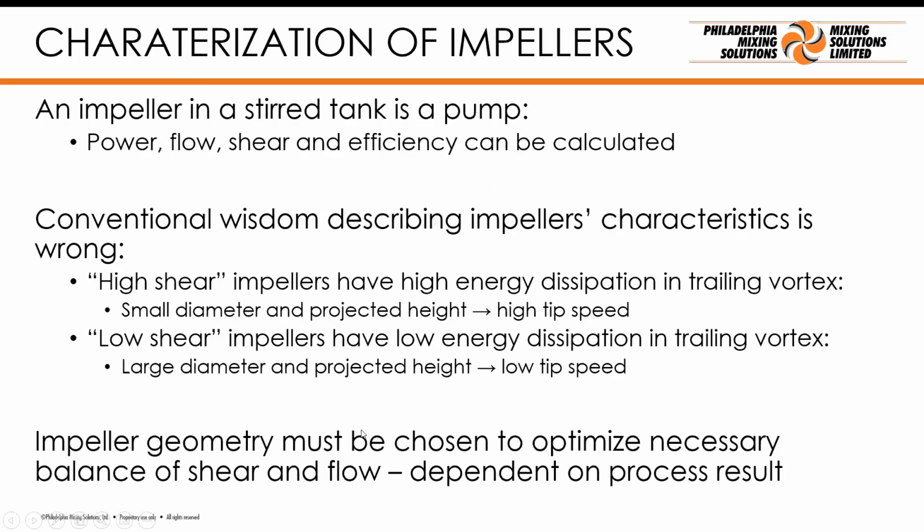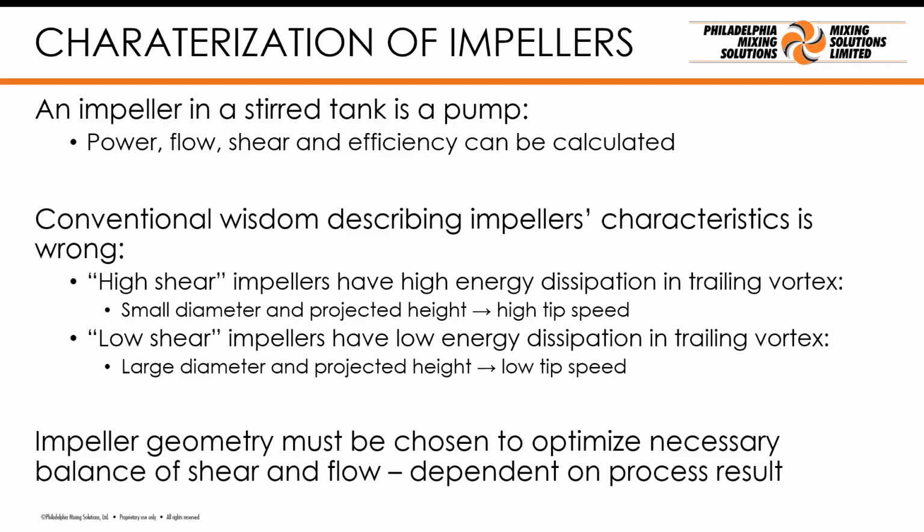So an impeller in a stirred tank is a pump, and we can measure the power, the flow, the shear, the efficiency, and we can quantify these properties of the impeller quite accurately. So conventional wisdom is wrong. High shear impellers have a high energy dissipation rate in the trailing vortex, which relates back to the tip speed. It's a small diameter, small power number, small projected height. Low shear impellers have a low energy dissipation in the trailing vortex, so they have a large diameter, a large projected height, and a low tip speed.